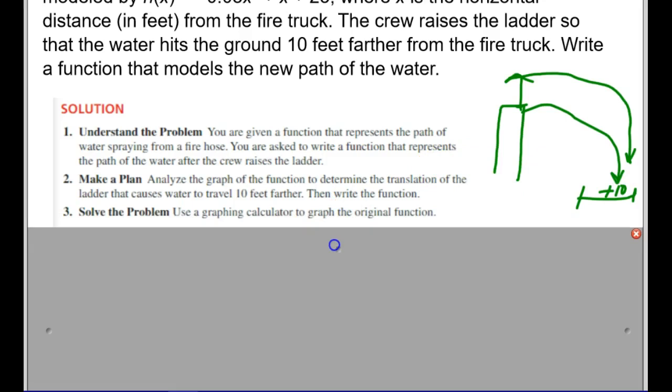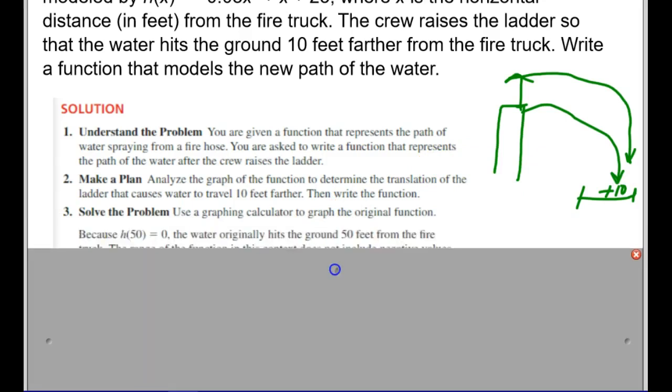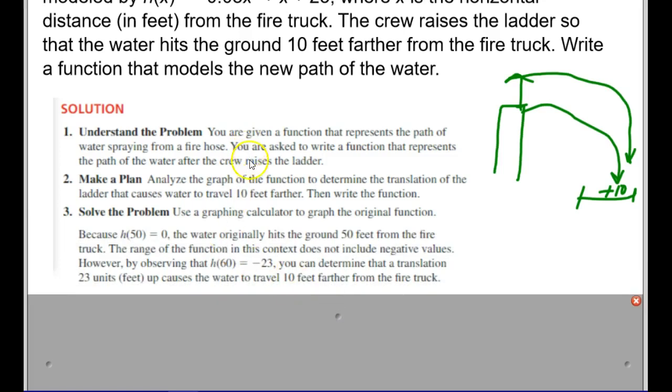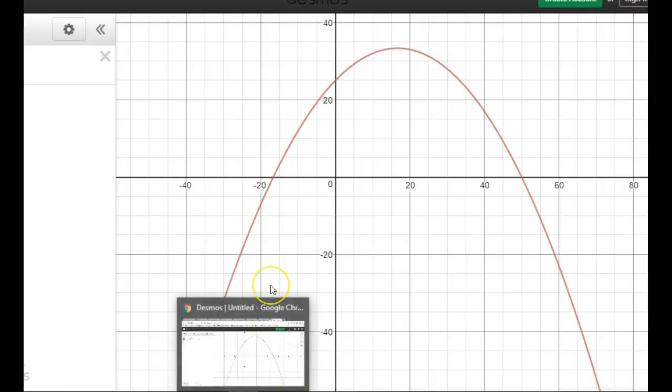I'm also going to graph my original function, and h of 50 is equal to 0. That tells me that the water originally hits the ground 50 feet from the fire truck. So I can use my graphing calculator, or I can use Desmos. Let's look at what it looks like in Desmos. When I graph this in Desmos, here's what I get. This is just that original equation.